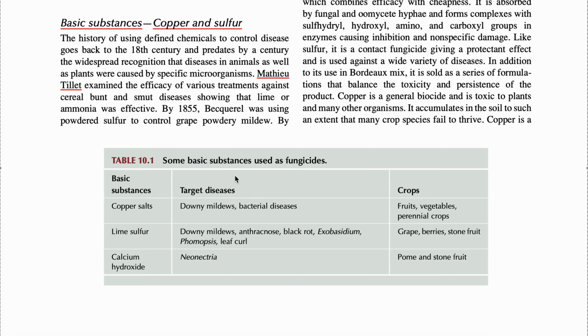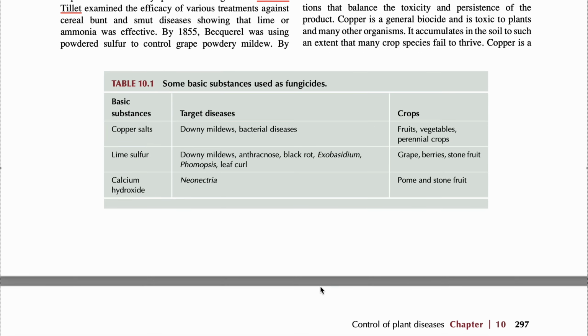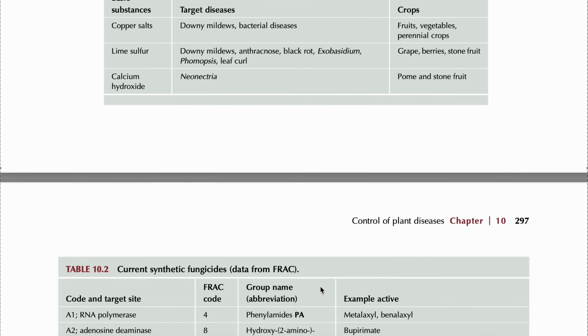So these are some of the basic substances used as fungicides, such as copper salt, lime sulfur, and calcium hydroxide. Copper salt targets downy mildews and bacterial diseases. Okay, these are the examples of the crops. Lime sulfur is used against downy mildew, anthracnose, black rot, exobasidium, phomopsis, leaf curl, and these are the crops. Okay, these are the examples of some basic substances used as fungicide.